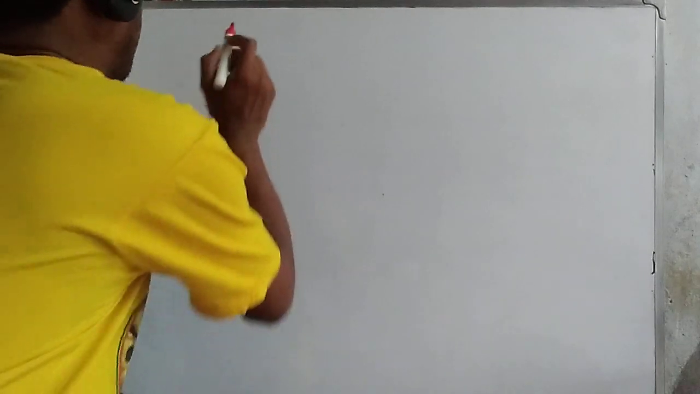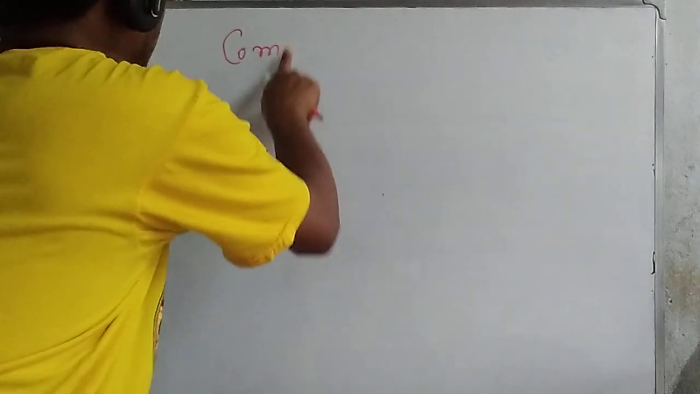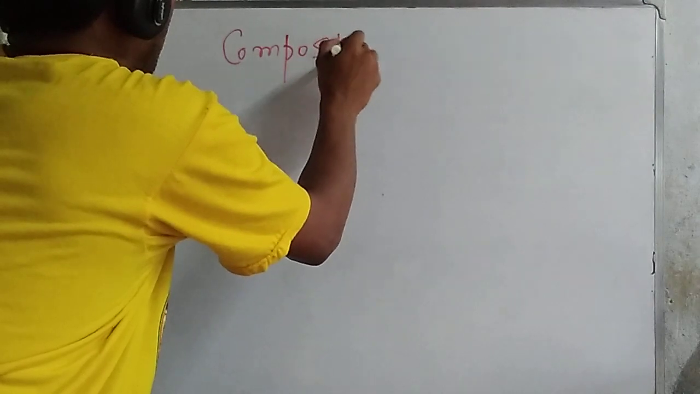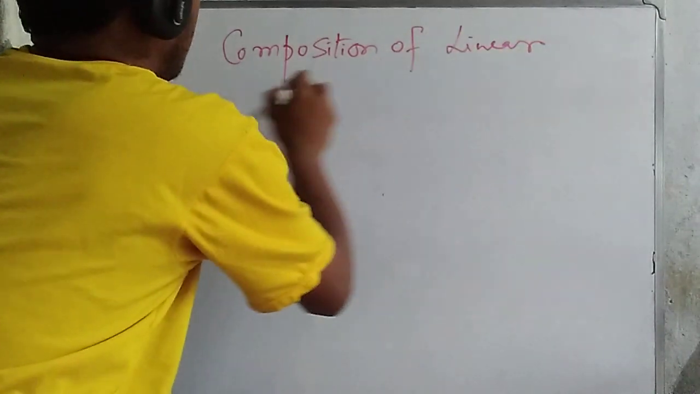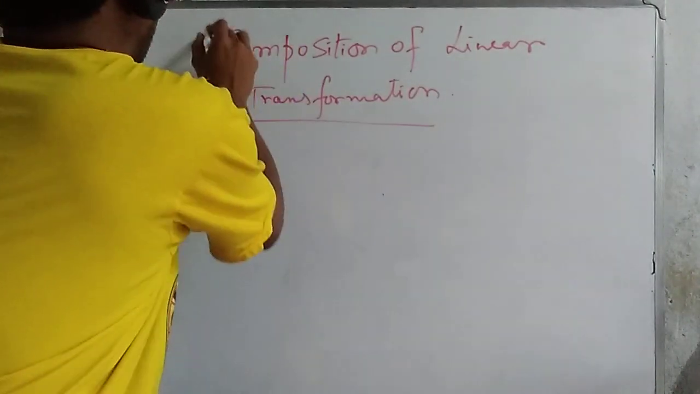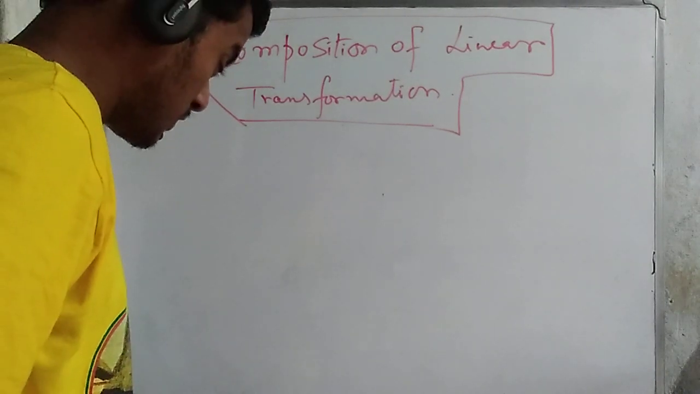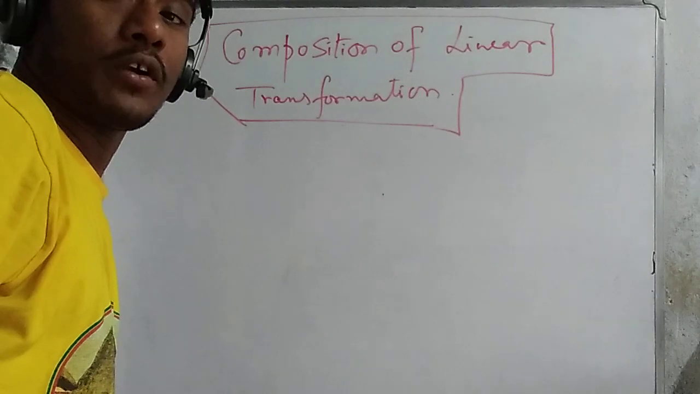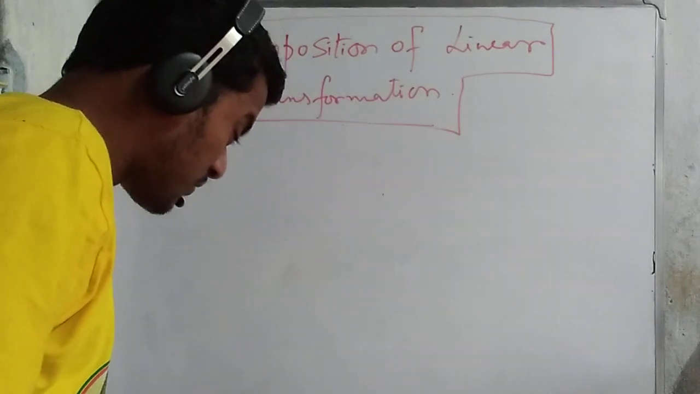Today, I start on important topics related to linear algebra. Okay, we start this topic. So we first write this topic's name: Composition of linear transformation. We also discuss today composition of linear transformation. Understood? This one is obviously an important topic related to linear transformation and obviously related to algebra. Okay, so we start from that.